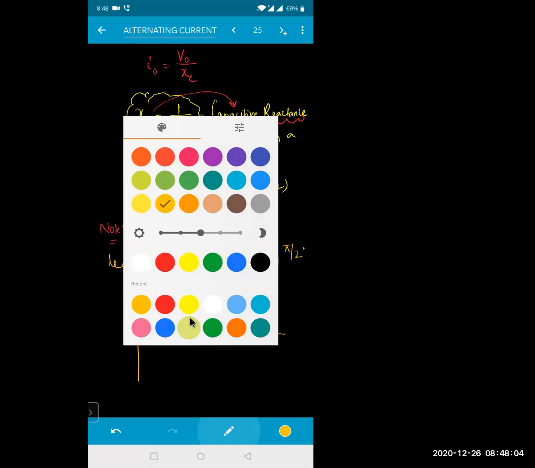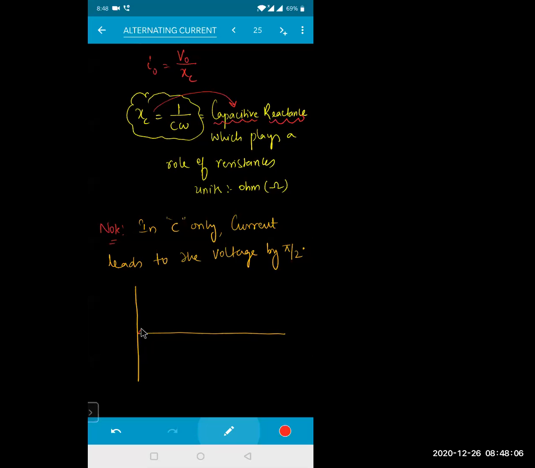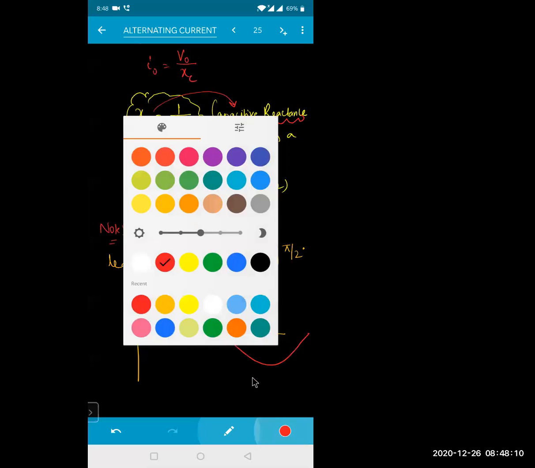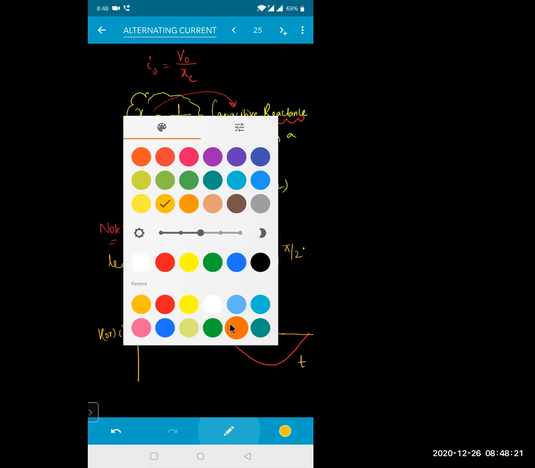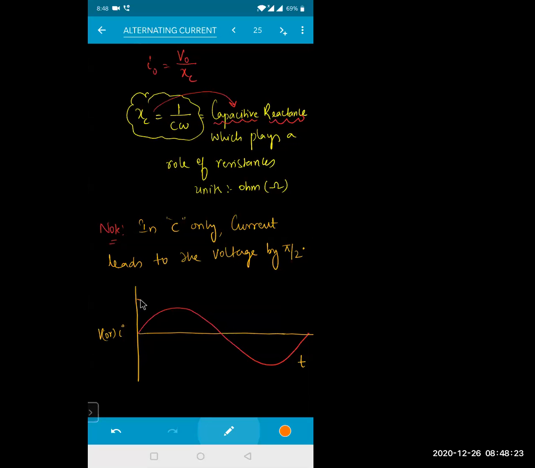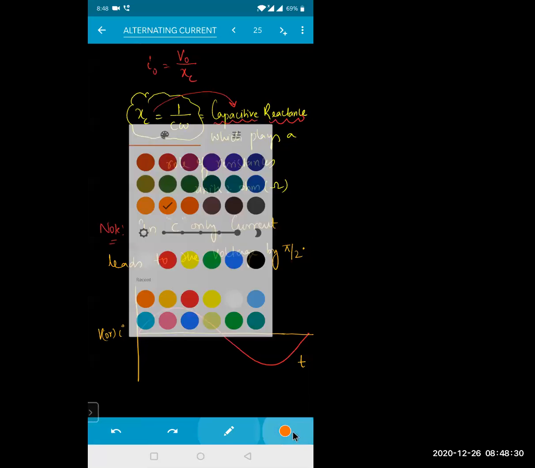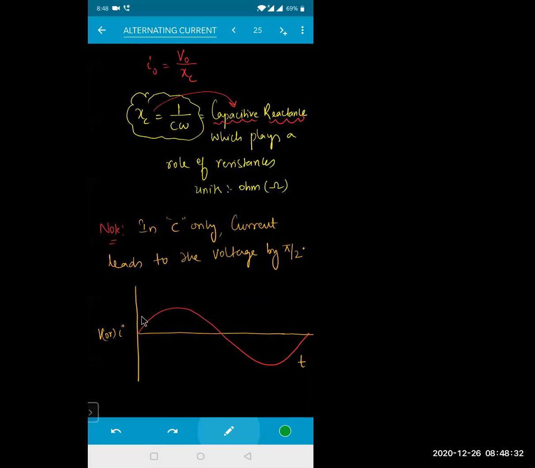If this is your voltage right now, on the y-axis I'm taking the potential or current, and on the x-axis we are taking the time t. So what is ahead? Current is ahead right now, so we'll be getting the current like this. I'll try to draw it with alternating current. So this will be your current here right now.